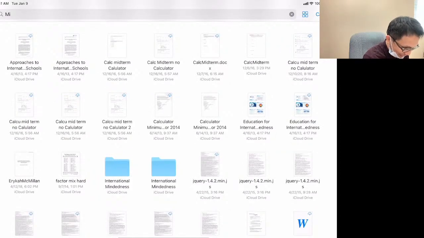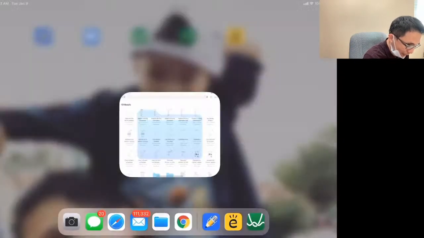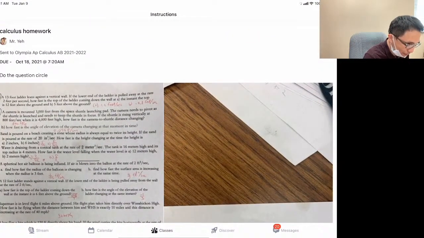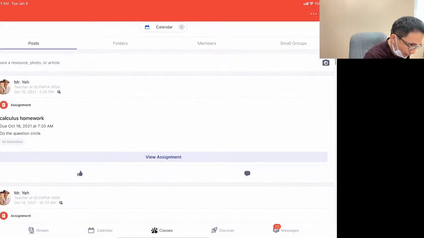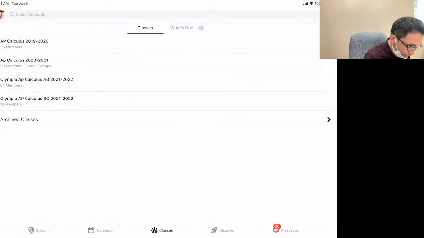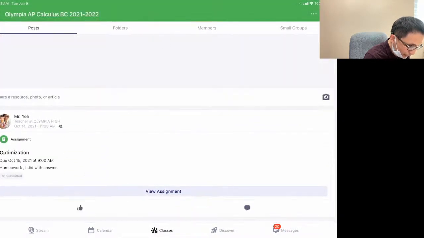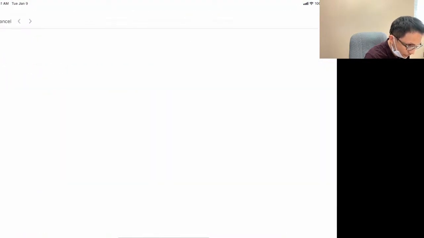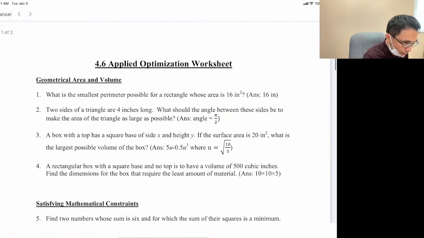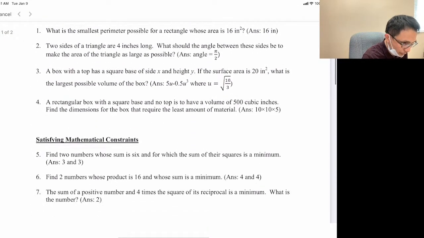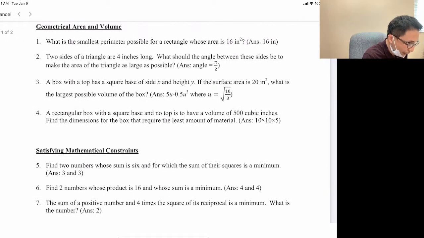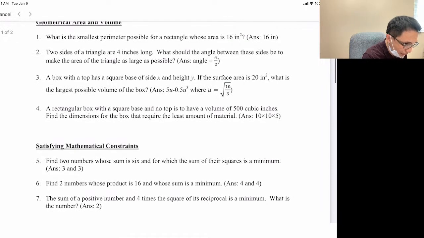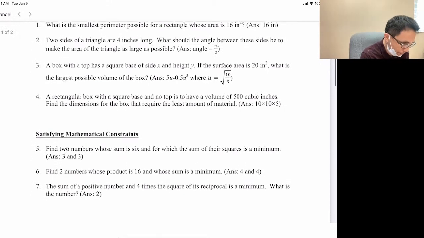All right, so let's go back to review that worksheet and which questions are going to be relevant to that. So let's go to BC. We're going to look at optimization. So definitely number 3, right? This one's definitely number 3. It could be number 4 too. So number 3 and number 4 are fair game.